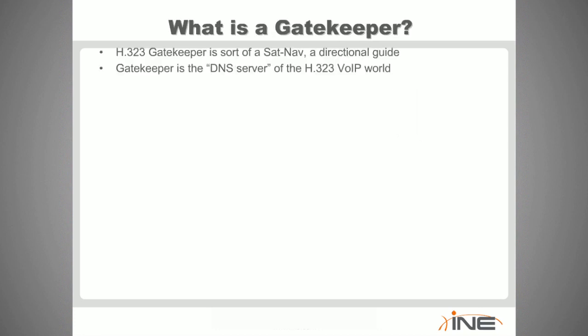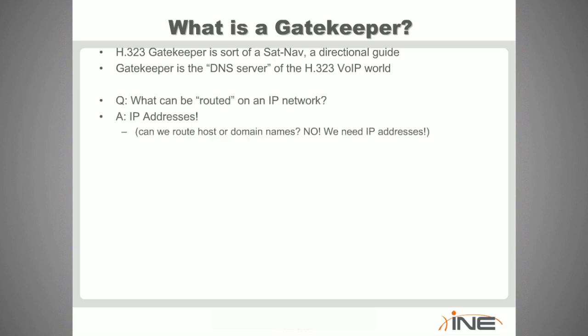So first of all, let's just take a look at some real basics of what even is a gatekeeper. Gatekeeper is sort of the sat nav, or in the US people might call it a GPS, kind of a directional guide, kind of a road guide. Another way of looking at it, and this is the way I prefer, is Gatekeeper is sort of the DNS server of the H.323 VoIP world. Okay, so let's take a look at this.